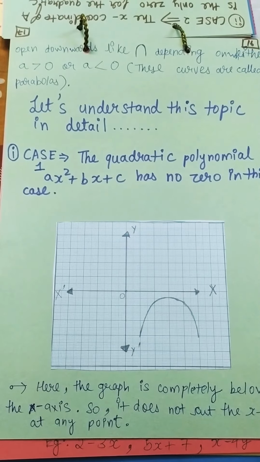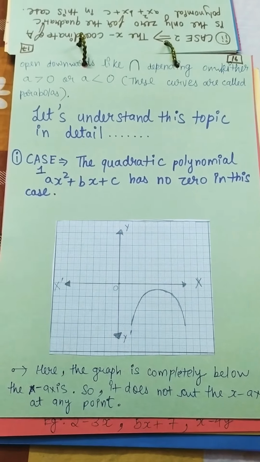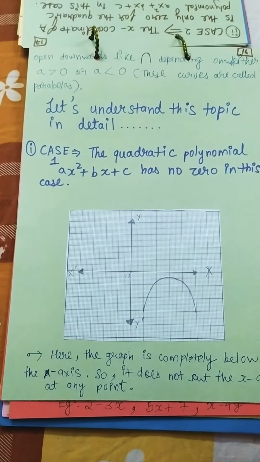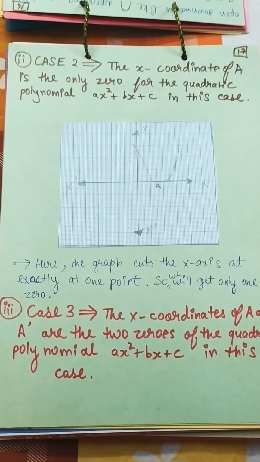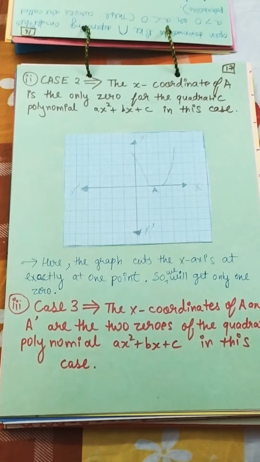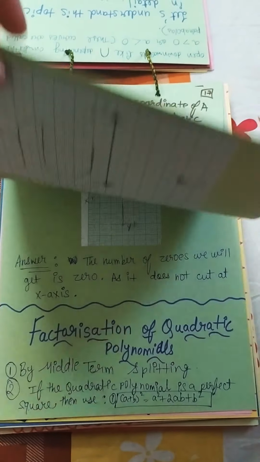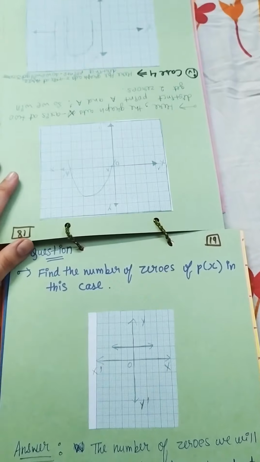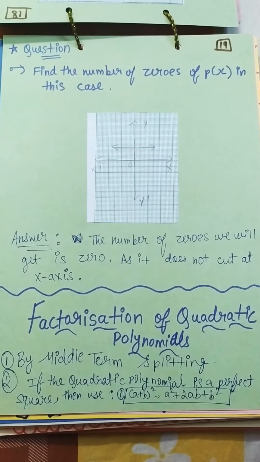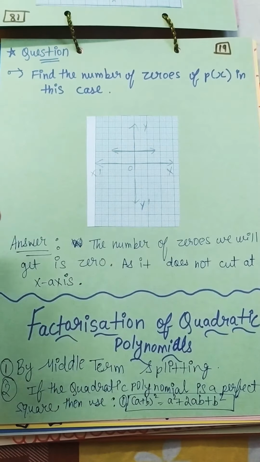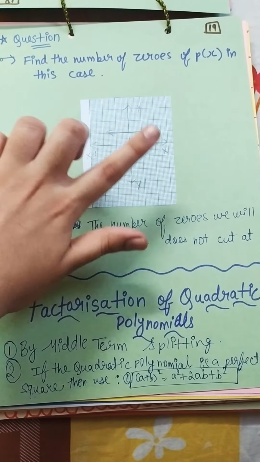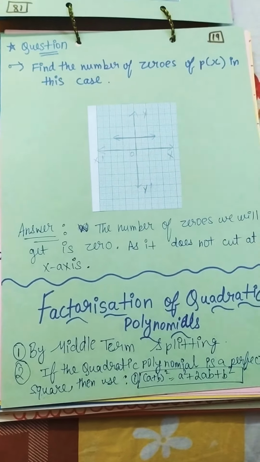So I have also made the graph and I have also stuck it. So you can also do like this. Now it's case 2 and this is case 3. And it is case 4. Now it's the question, find the number of zeros of p of x in this case. So it's the graph and we have to find the number of zeros.